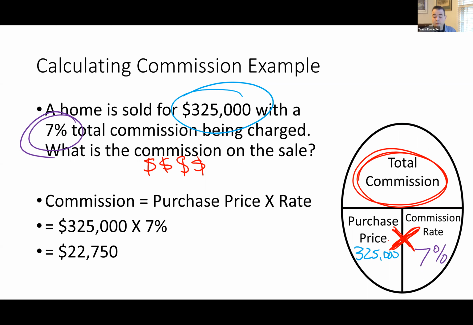And so 325,000 times 7, and when you hit the percent button, that's it. Don't hit equals on most calculators. Once you hit percent, you're going to get the answer. And that is a total commission in dollars of $22,750. And remember, that would be paid by the seller to the listing firm.